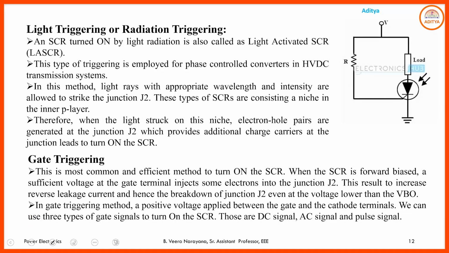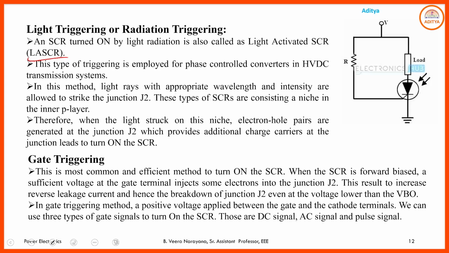If the SCR is turned on by using this light triggering method, those SCRs are called light activated silicon controlled rectifiers, LASCR. LASCR means light activated silicon controlled rectifier. This type of triggering is used in HVDC applications where you want to turn on a large number of SCRs, or a bulk number of SCRs, at a time. Then we go for these light triggering methods.